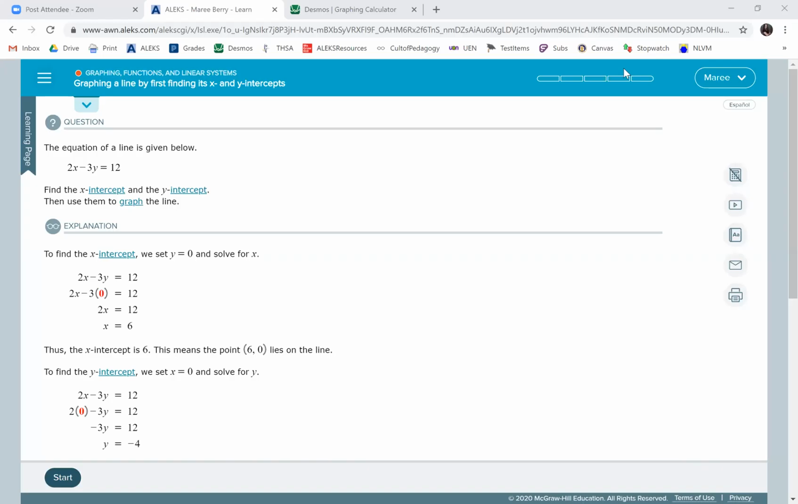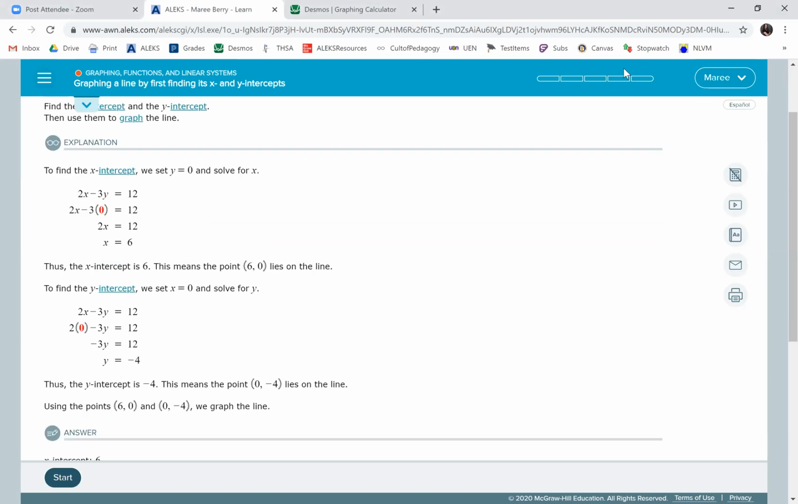I absolutely love this topic. When I'm finding the intercepts, they explain it really well here. So I'll go through the explanation, then I'll show you kind of my shortcut way. Okay, so if I want the x-intercept, what I'm doing is I'm setting y equal to 0.